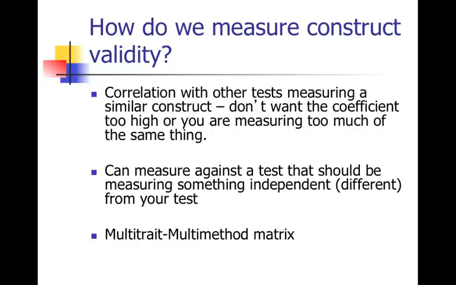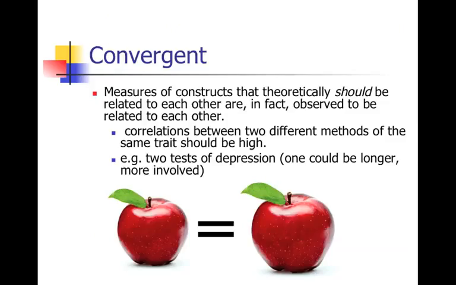So how do we go about measuring construct validity? Typically, we will correlate it with other tests that measure a similar construct. You don't want the coefficient to be too high, or you're measuring pretty much the same thing. You can also measure it against a test that should be completely different. It should be something independent or almost opposite from your test. And there is a sophisticated way to do that. We're not going to talk about it now, called the multi-trait, multi-method matrix.